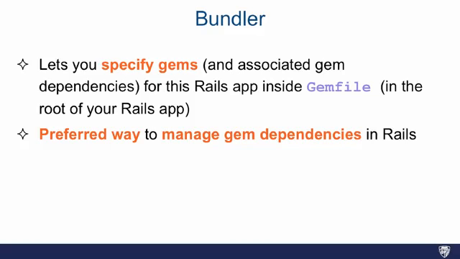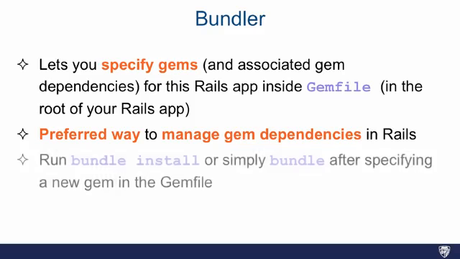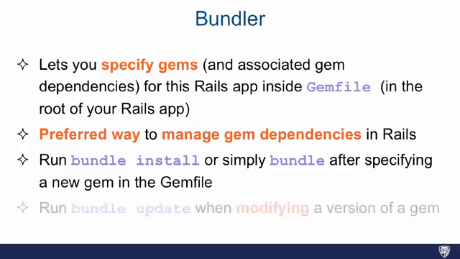So for example, you have gem 1 that depends on certain other gem with one version, and gem 2 that depends on that same gem, maybe with a little bit of a different version. Bundler is going to try to make both of those gems happy. To use it, all you do is run bundle install to install new gems, or you just do bundle, which is the same as running bundle install. And if you want to modify a version of an already installed gem, you do bundle update instead of bundle install.